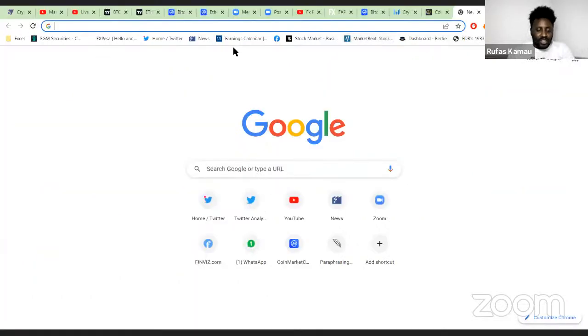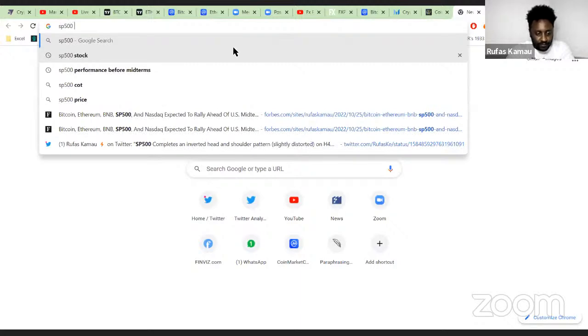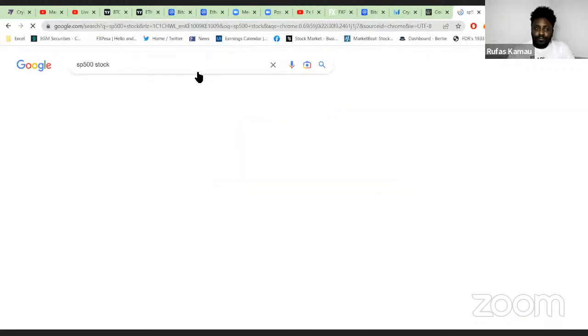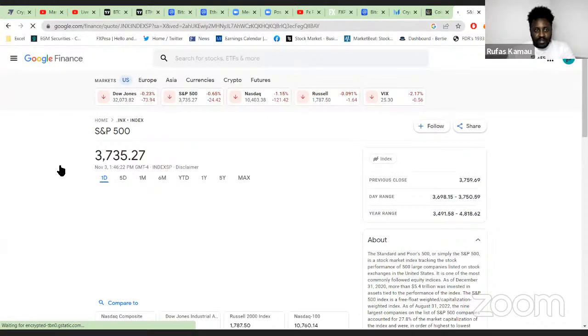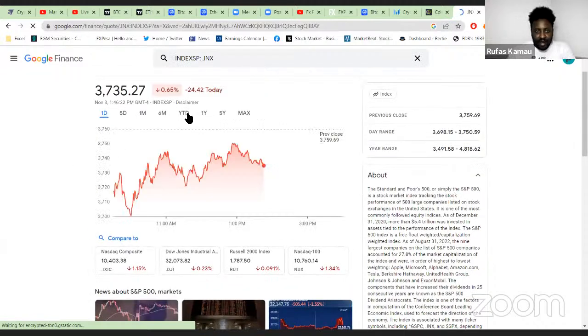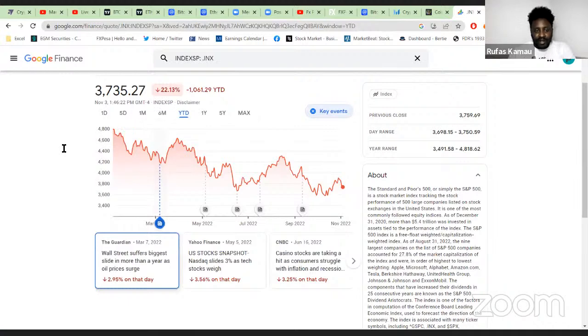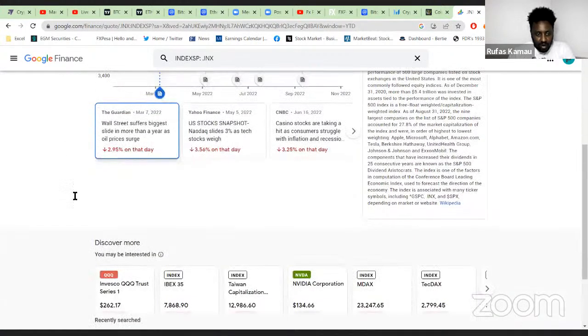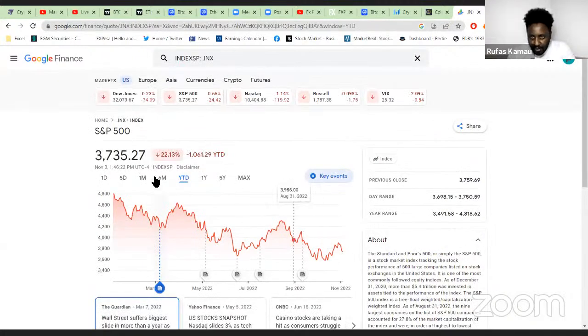Let's say we check on the S&P 500 stock. This is the S&P 500 year-to-date performance. Clearly, it's down 22.13%. If you were to do a comparison, I don't know if there's a place to add it here.